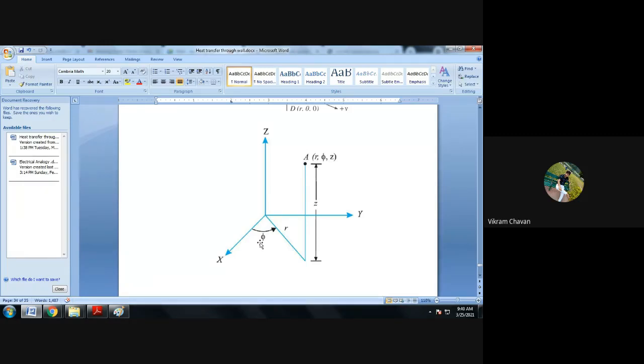Okay, getting everyone? Please let me know in the chat box whether you understood the cylindrical coordinate system. Is there any doubt, any question? Draw this, everyone.